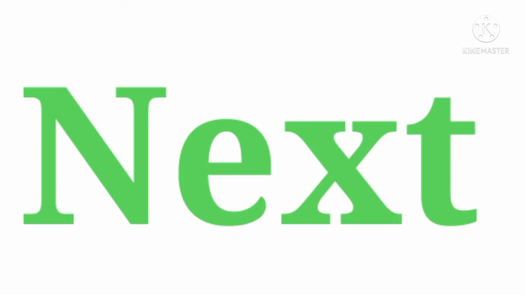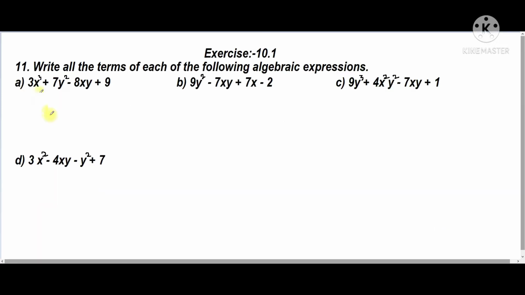Okay, now next question, question number 11. Write all the terms of each of the following algebraic expressions. Here you need to write only the terms. The first one is 3x cube plus 7y square minus 8xy plus 9. There are 4 terms, so we need to write the 4 terms here.